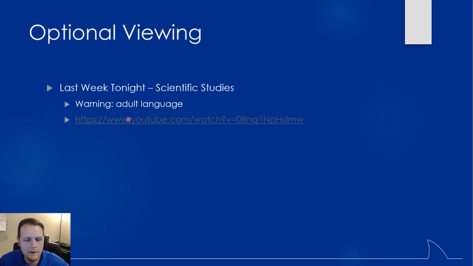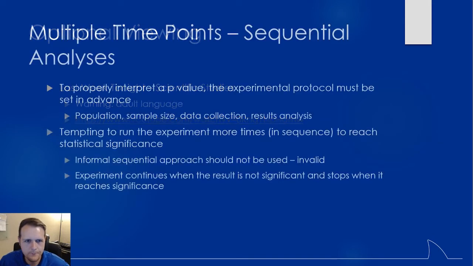So here is a YouTube video you can check out. This is Last Week Tonight with John Oliver, where he talks about scientific studies and how media can portray some of the findings of these studies to somewhat ridiculous extremes, as you'll see. It has some adult language, so if you prefer to stay away from that, don't worry. That's fine by me. This is optional viewing.